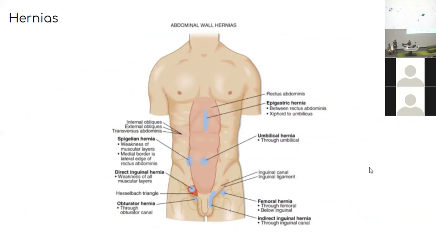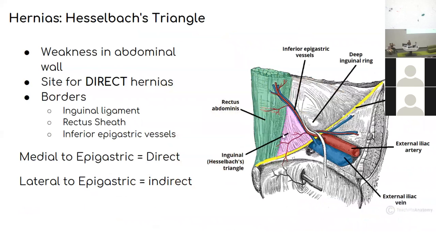Okay, so this is just a diagram of all the hernias you can get, but I think the only two important ones for this level is sort of the femoral and the inguinal hernias. So Hesselbach's triangle is also very important. Hesselbach's triangle is going to have the border of the inferior epigastric vessels, the inguinal ligament, and then the rectus abdominis. So this will be looking on the left side of the body.